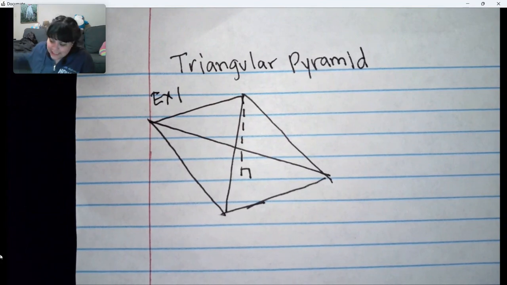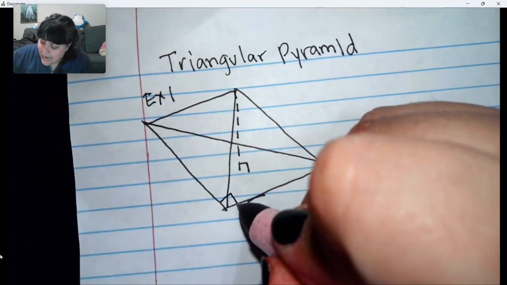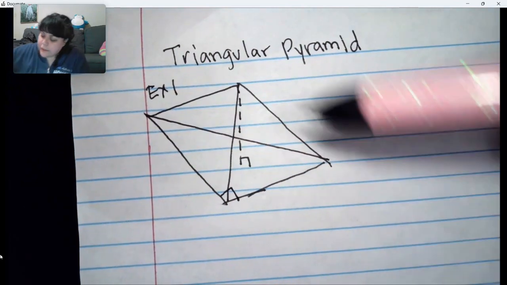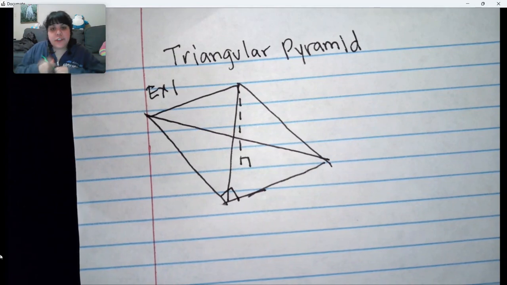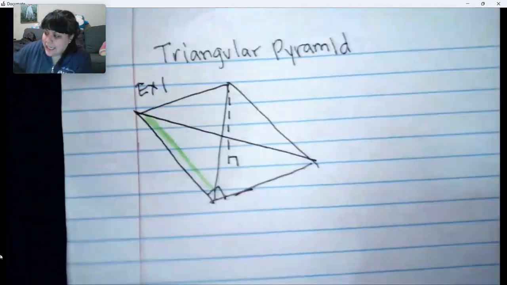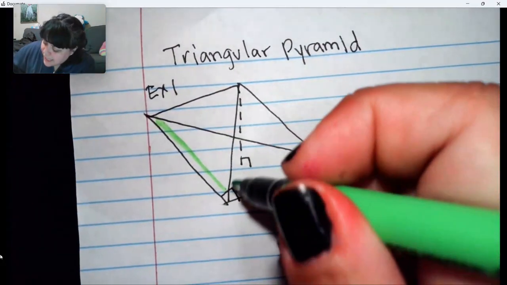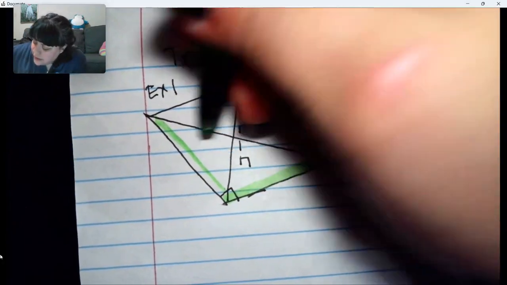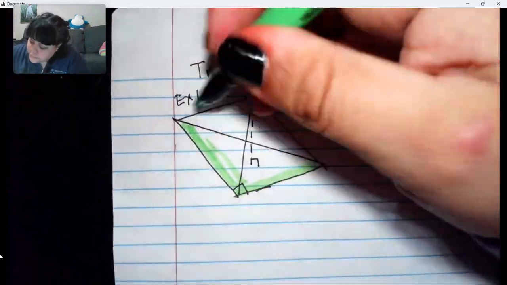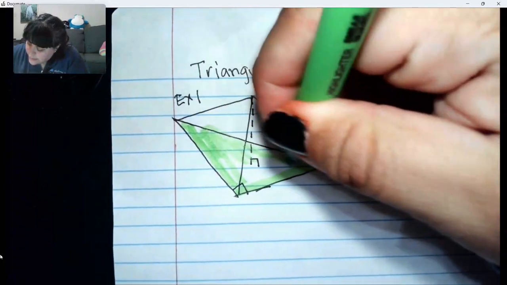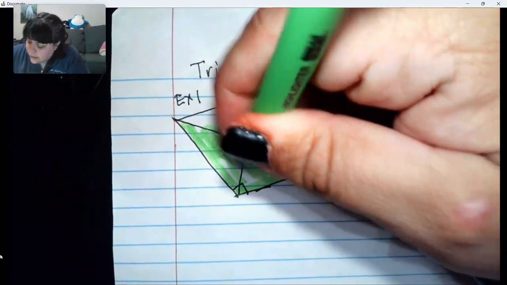All right, in this example, I'm going to put a little right angle right here. My triangle down here, that's my base, right? Because we're doing triangular pyramids, and we only have one base because it's a pyramid. So my base is going to be in the shape of a triangle. Sorry, my highlighter keeps hitting my document camera. My bad. Okay, so highlight it in.